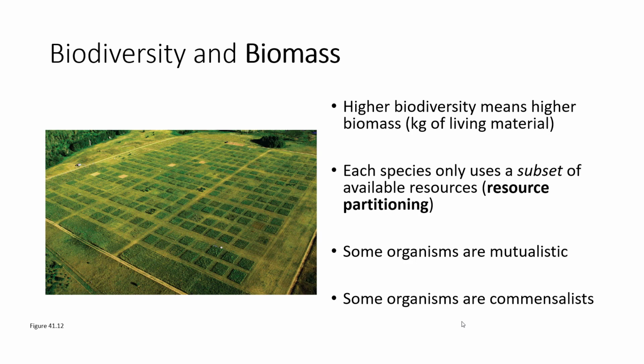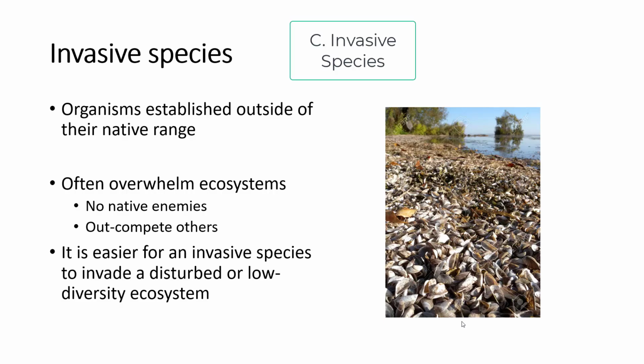Some organisms are, of course, mutualistic and require the presence of one species in order to exist. This is why I often say that biodiversity builds more biodiversity. And of course, some organisms are commensalists. As I mentioned earlier, the epiphytes are commensalists, but they will not exist unless there are trees present to live on. Invasive species can cause problems for biodiversity.